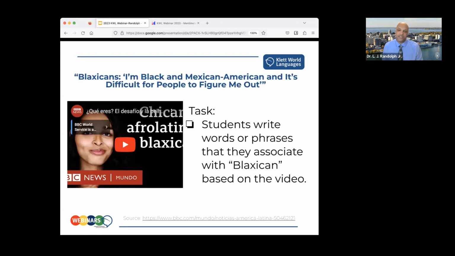And then we watched the video, and again, all links to all the videos are here in the presentation. This video is called Blaxicans. I'm Black and Mexican American, and it's difficult for people to figure me out. So what I have students do as they watch the video is write words or phrases that they associate with the Blaxican identity based on the video.